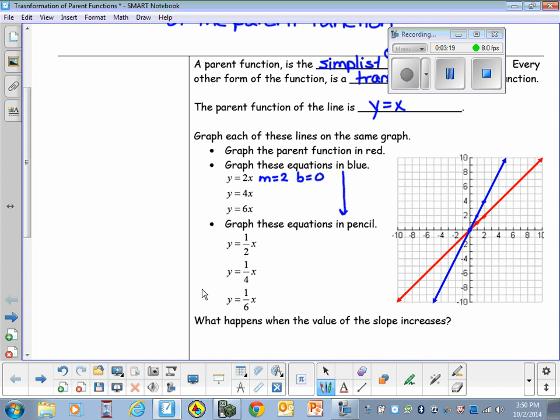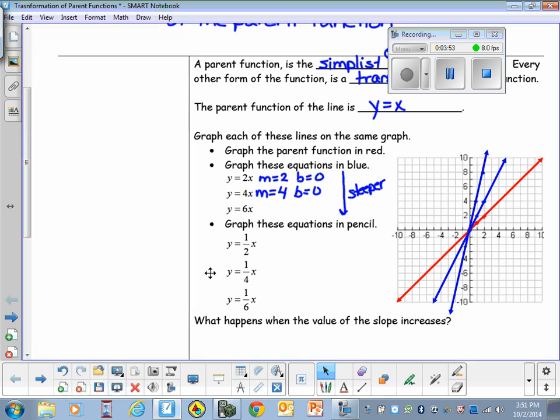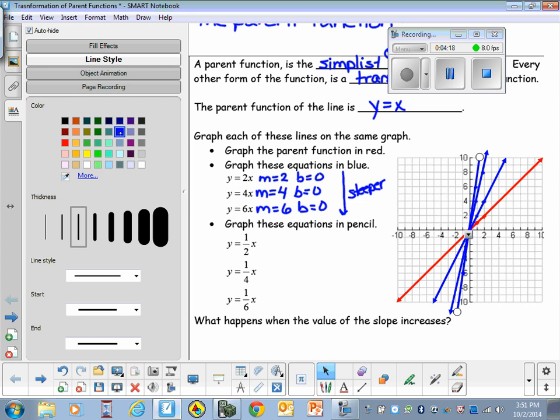So we are getting steeper as we go through each of these functions. Our slope for the second one is 4, and our y-intercept is 0. And let's turn blue. Put on arrowheads. And finally, our slope is 6, our y-intercept is 0. Goodness. It's getting hard to draw these. Turn blue. Put on our arrowheads.